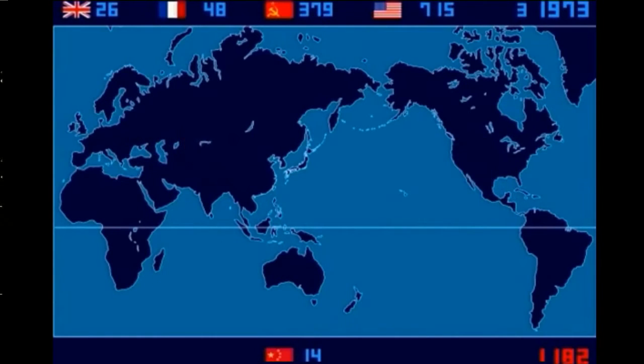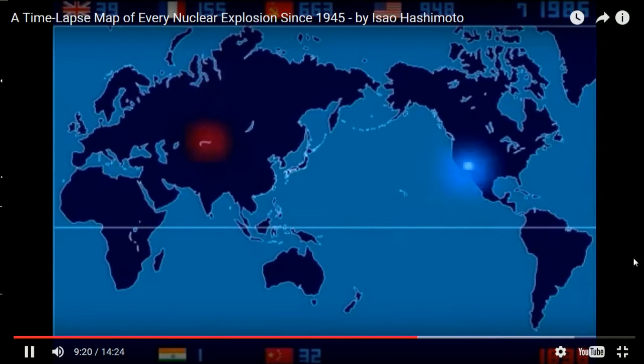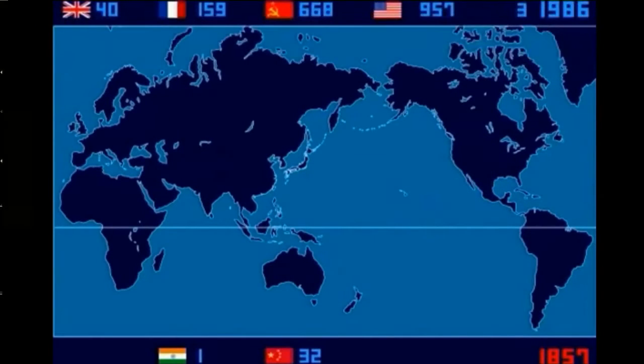You can see that the grand total's up to like 1,190. They just kept testing them. You can jump ahead a little bit further. India is on the scene now. I forget what year their first bomb was detonated in, but they became a nuclear power. And we're up to 1800.